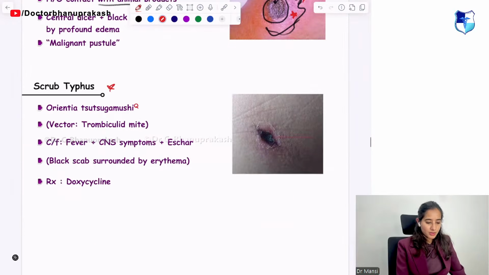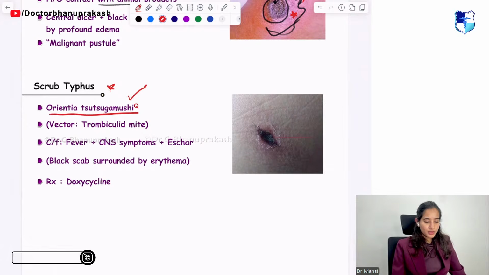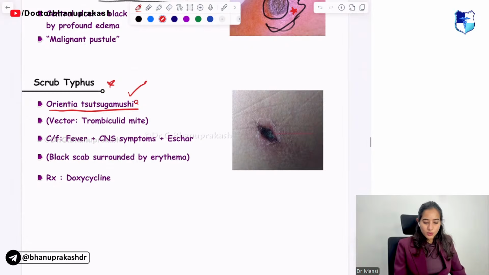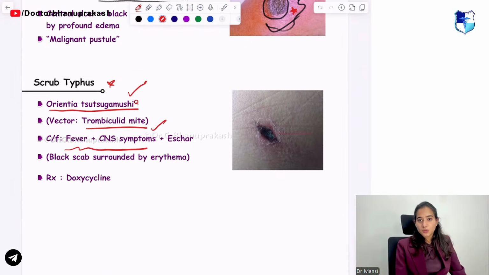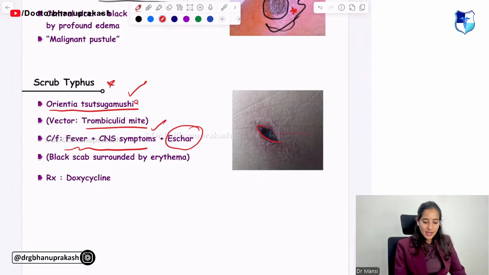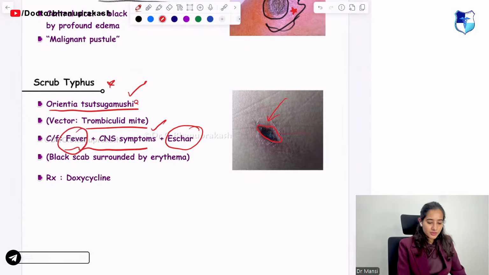Then we move to scrub typhus. This has been asked: which is the organism causing scrub typhus? Orientia tsutsugamushi. And what is the vector? It is the trombiculid mite. Fever is always present in them, and CNS symptoms will be there, and there is an eschar. What is an eschar? This is a black scab surrounded by erythema, but look for history of fever and CNS symptoms. Treatment, you give doxycycline.